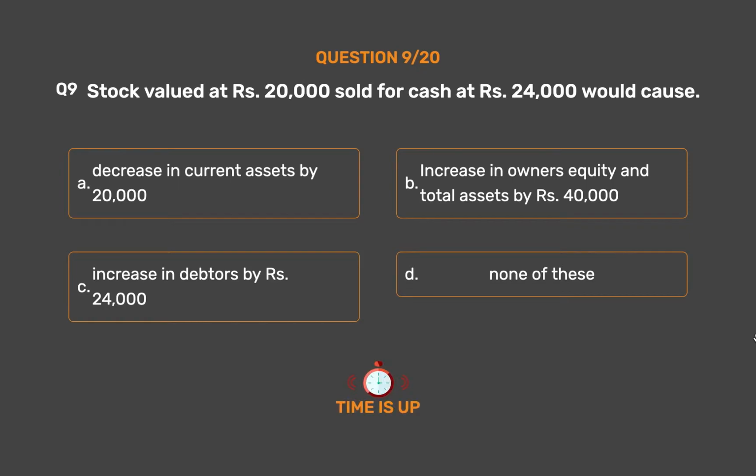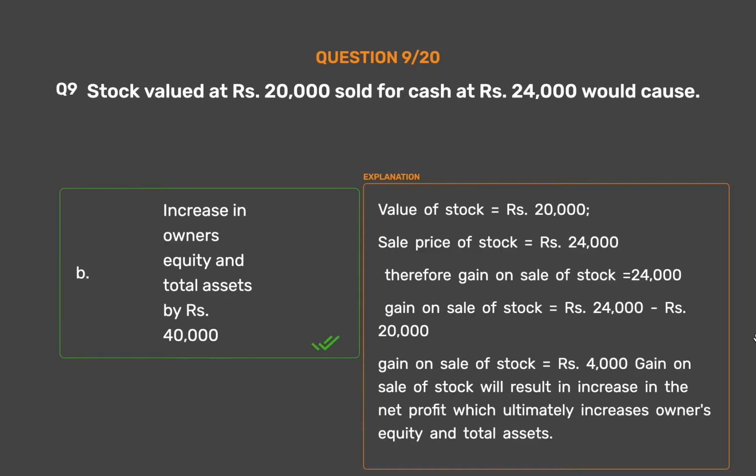The correct answer is Option B. Increase in owner's equity and total assets. Value of stock equals 20,000 rupees. Sale price of stock equals 24,000 rupees. Therefore, gain on sale of stock equals 24,000 rupees minus 20,000 rupees, which is 4,000 rupees. Gain on sale of stock will result in an increase in the net profit, which ultimately increases owner's equity and total assets.